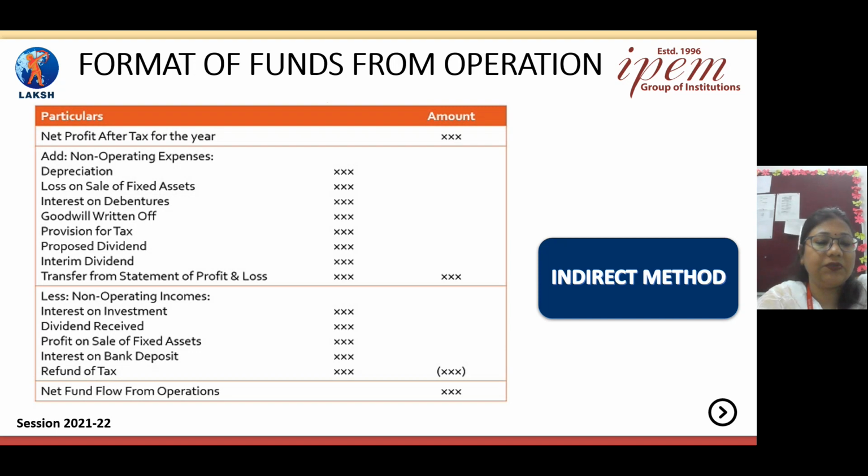So you see here, first of all we have taken net profit after tax for the year, and to this net profit we have added non-operating expenses, which include depreciation, loss on sale of fixed assets, interest on debentures, goodwill written off, provision for tax, proposed dividend, interim dividend, and transfer from the statement of P&L, and deducted non-operating incomes. It includes interest on investment, dividend received, profit on sale of fixed assets, interest on bank deposit, refund of taxes, and on that basis we are able to calculate net fund flow from operation. So this is the balancing figure.